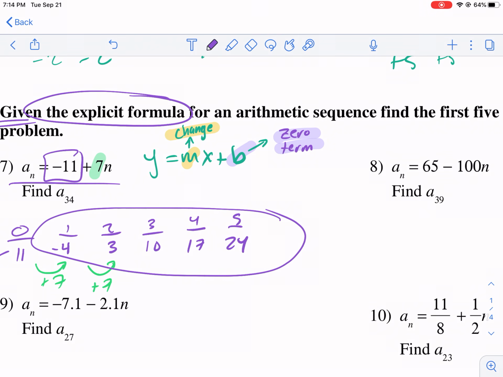Well, with explicit formulas, it's super easy. We just plug in to our formula.